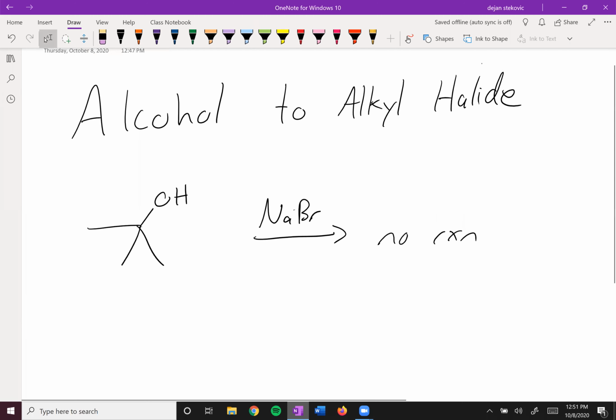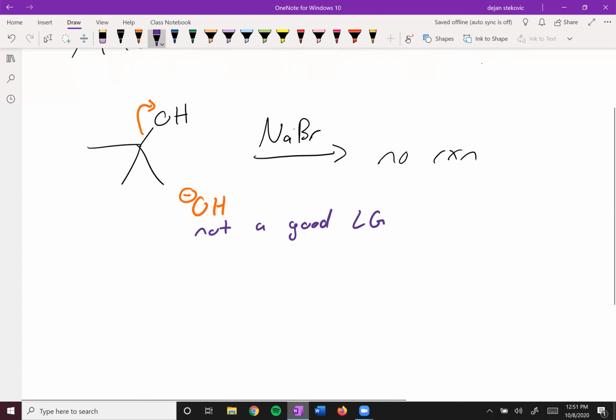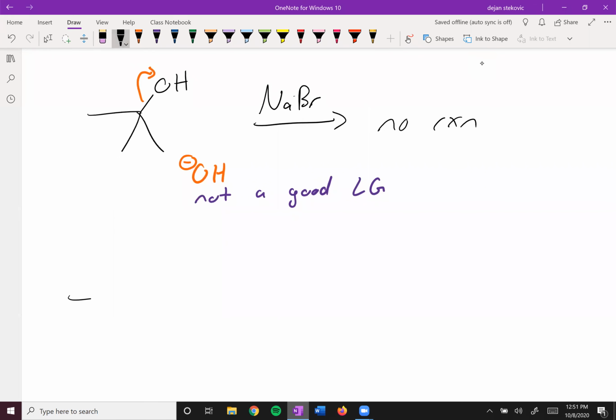And if we think about why, in order for this to occur, this would have to leave. However, OH minus is not a good leaving group. It's not the conjugate base of a strong acid. And so what can we do instead? Well, one thing we could do is add some HBr or HCl as well.